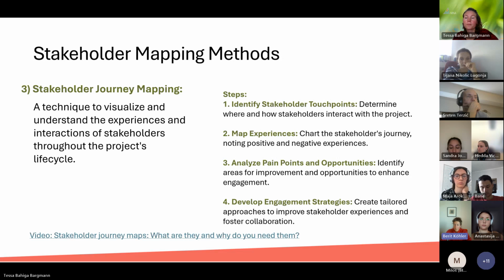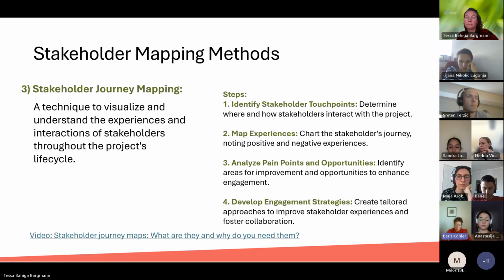And then one could try to map their experiences. One could chart the stakeholders' journey throughout the process and note and report positive and negative experiences. One could analyze so-called pain points, so identify areas for improvement where it's a bit painful, right? And also opportunities to enhance engagement. And in the end, it would be helpful to develop engagement strategies to create tailored approaches to improve stakeholder experiences and foster collaboration.